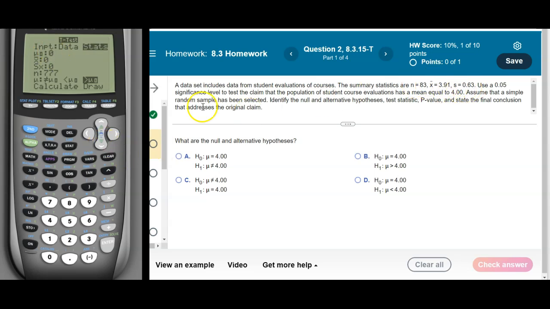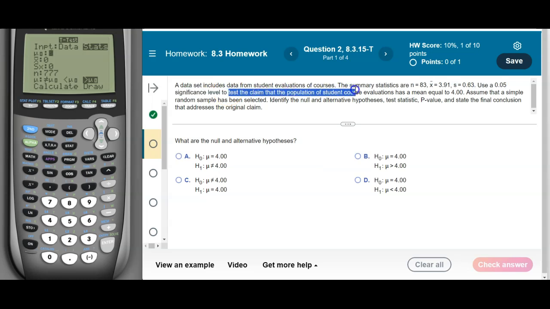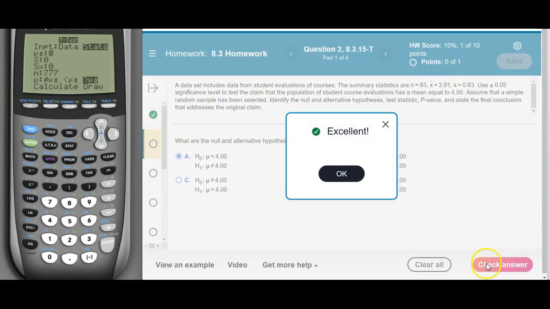All right, it wants to know what's the claim. Well, that's going to come from this setup. So we're going to look through here and see, do we have any keywords that imply direction? Above, below, greater than, less than. And here's where it tells us to test the claim. The population of student course evaluation has a mean equal to 4. So it doesn't imply direction. It doesn't say greater than, less than, above, below. So that means that's going to be our null, the 4, and the mean is equal to that. When it doesn't imply direction, that means the alternate is just not equal to. So there is our setup. Equal to, not equal to.